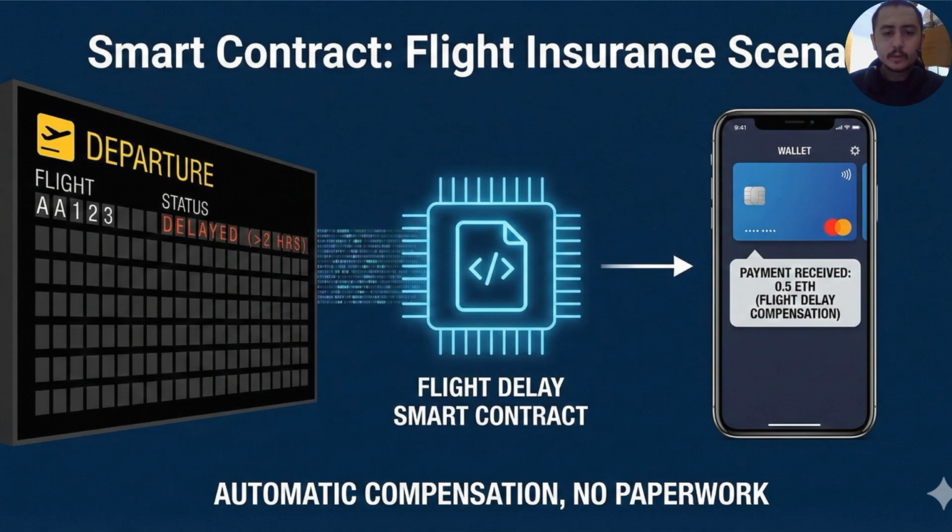For example, consider flight insurance. If your flight is delayed, the code receives this data and automatically sends the compensation to your wallet instantly. No paperwork, no insurance agents, no waiting time.